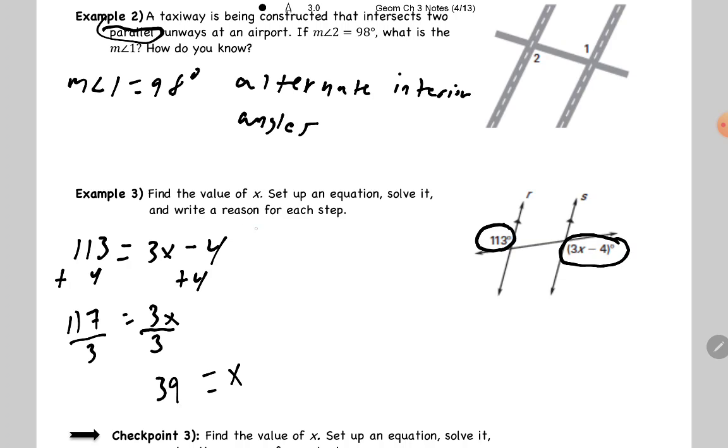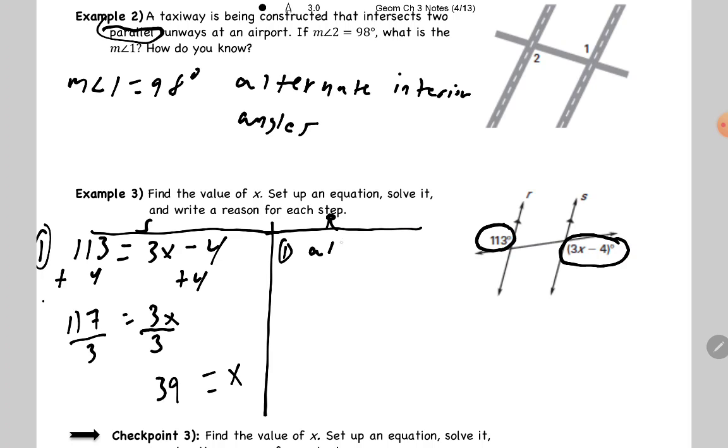Oh, they want us to write a reason for each step. So let me break this down. So here's statement 1. So statement, reason. So why were we able to set up that equation? Because those are alternate exterior angles theorem. Because of the alternate exterior angles theorem, though, we can set those equal to each other.